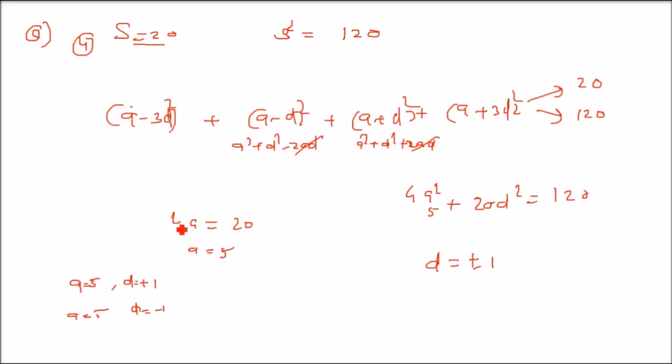So put in here a as 5, d as plus 1. What is the first term? a minus 3d, it is 2. a minus d, 5 minus 1, it is 4. Now 5 plus 1, 6. Now 5 plus 3 into 1, it is 8. Right? Now when you take d as minus 1, it is going to come as 8, 6, 4 and 2. So this is how we are going to solve this.